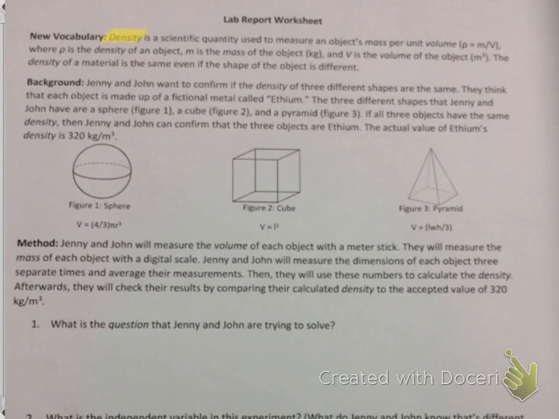So density is a measurement to describe this mass per volume. I've written the word compactness, which may not be a word that you know. Compactness. And we also looked at how the density of a material, such as a metal, will be the same even if the shape is different.